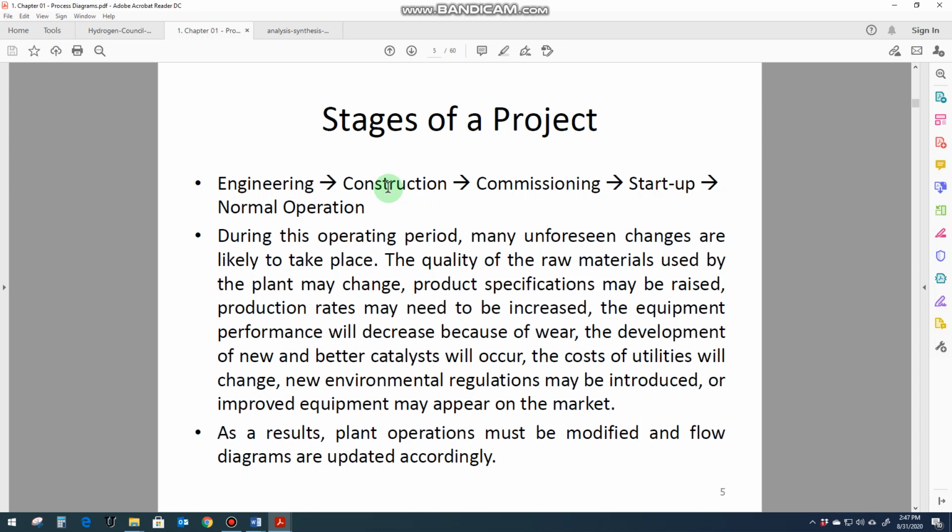Maybe the feedstocks or the raw materials would change. The composition would slightly vary. That will impact the product. So your process should handle those changes. Then once you have the construction of that project, then it will lead to the commissioning.